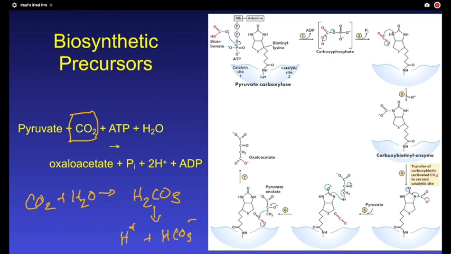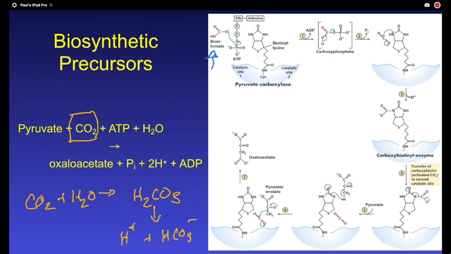So anytime you see bicarbonate in the system, that is a CO2 that's been reacted with water, okay? And it is also the major component of the buffering system of the blood, because we're always producing CO2 as we break down all of our food product, and we have CO2 running around as bicarbonate all the time.